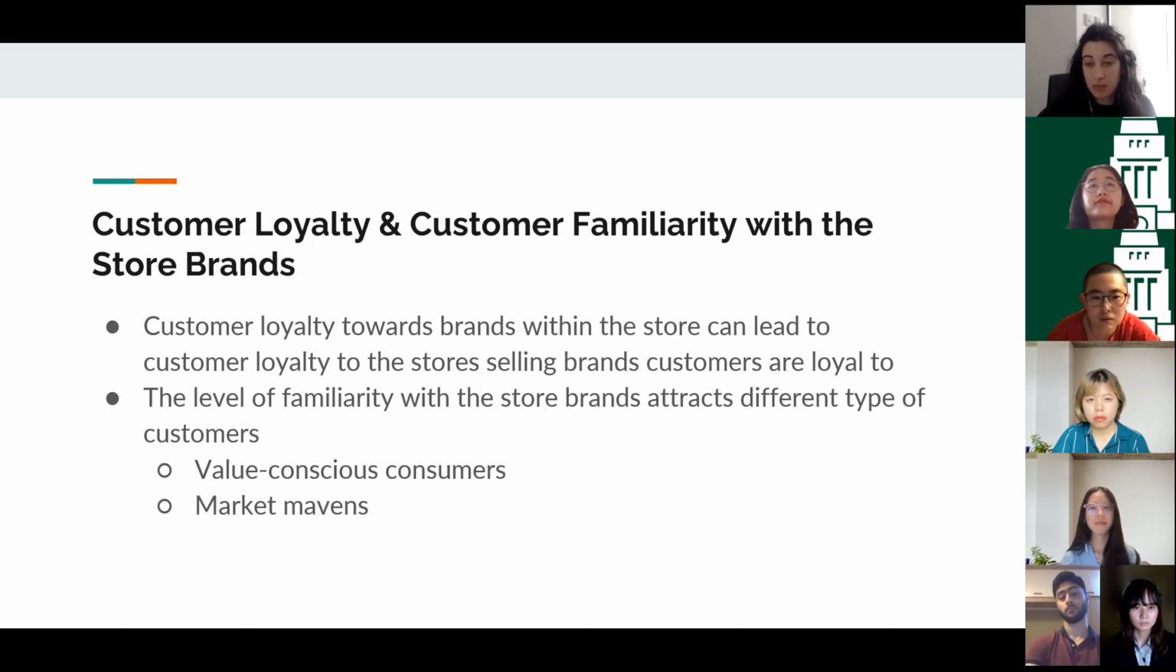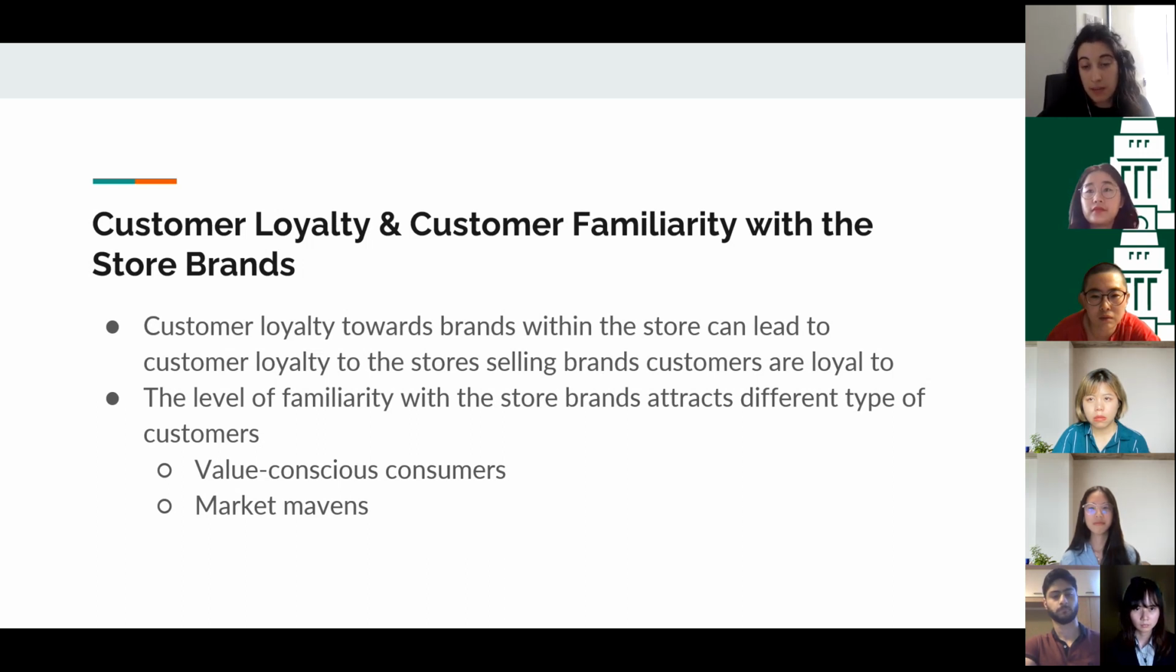Additionally, the level of familiarity with the store brands can attract different types of customer groups. So offering brands that have a low level of familiarity to the customers means that customers who have a lower customer loyalty formation capacity will be attracted, because these are the customers who enjoy trying brands that they are less familiar with and they like to switch brands. This can be a strategy ideal for short term, but it cannot be sustainable in the long term.